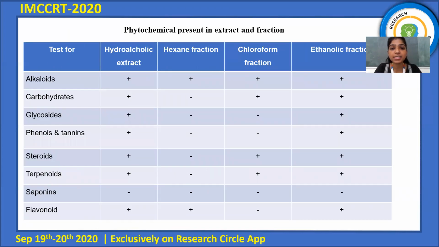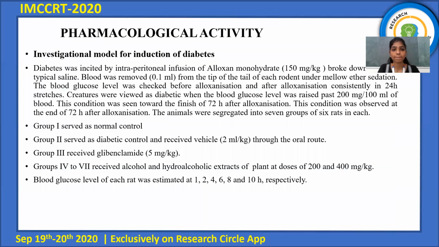The phytochemicals present in the extract and fractions: if we focus on the hydroalcoholic extract, we received major ones such as alkaloids, carbohydrates, glycosides, phenols and tannins, steroids, terpenoids, and flavonoids, and we did not detect saponins.